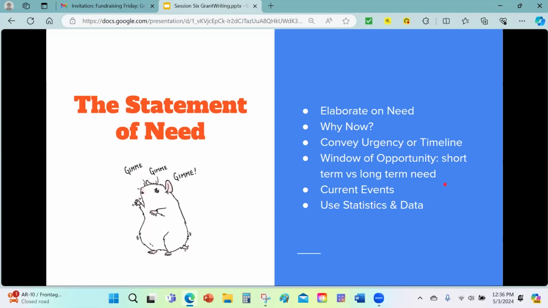You, of course, want to, if you can, include any current events that are going on locally, regionally, nationally that create or impact this need. And I really want to encourage you to use statistics, data, demographic data, public opinion data to demonstrate the need, right? This is very powerful. Statistics are very powerful in demonstrating need, right?